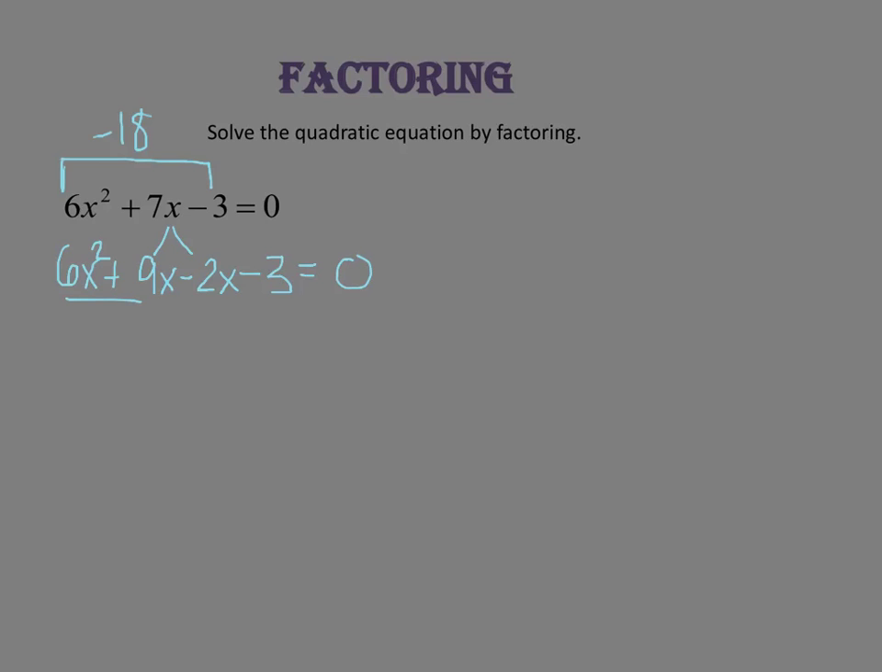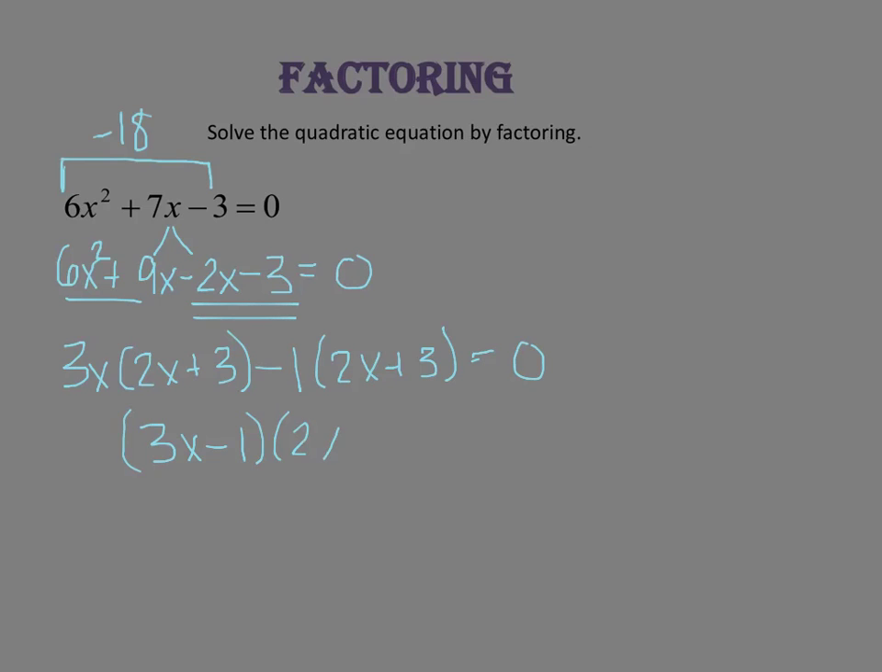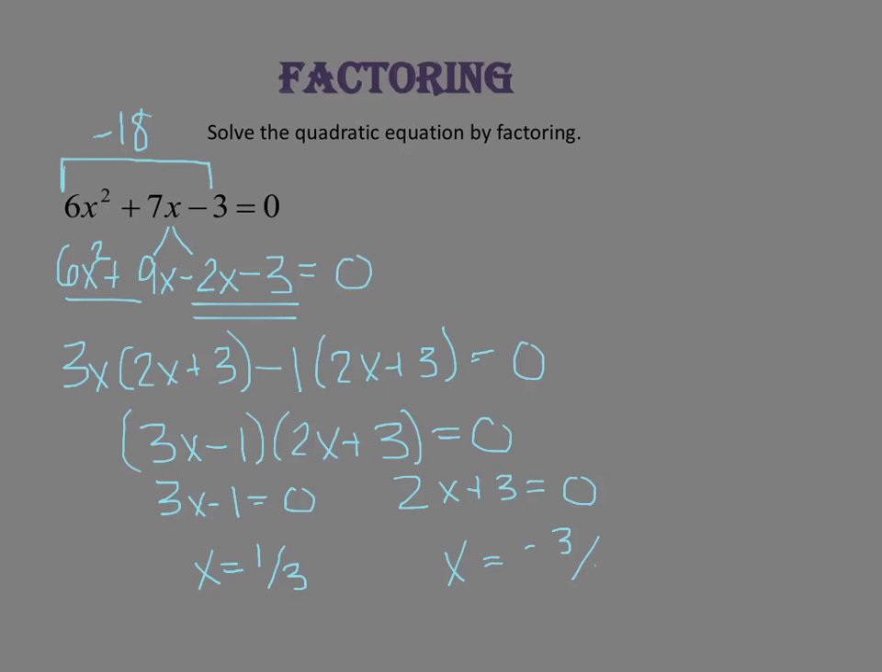Now I factor by grouping. So I'm going to group the first 2 and the last 2 together. I can take a 3x out of the first 2. I can take a negative 1 out of the last 2. So when I rewrite it, I'm going to get 3x minus 1 times 2x plus 3 equals 0. Now we're just taking it one more step. We're going to set each part equal to 0. So I'm going to set 3x minus 1 equal to 0, and then 2x plus 3 equal to 0. So if I solve for x, I'm going to get x equals 1/3 and x equals negative 3/2.